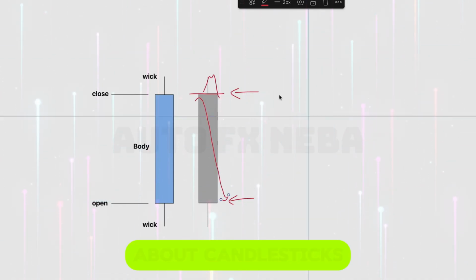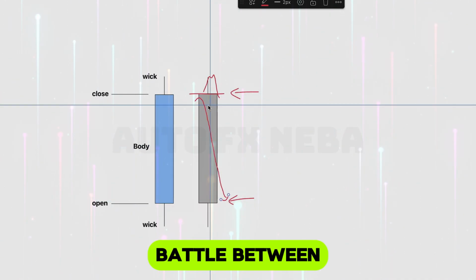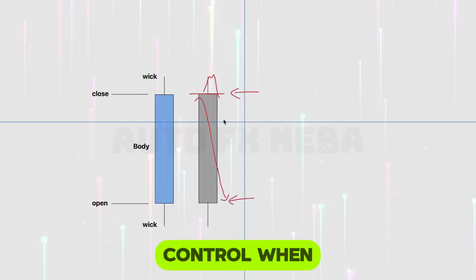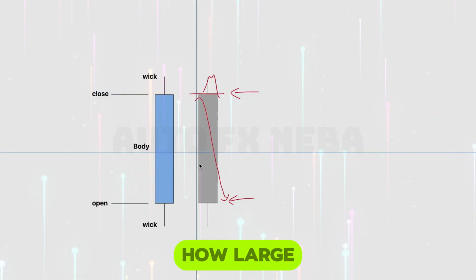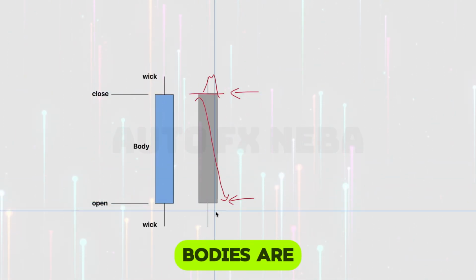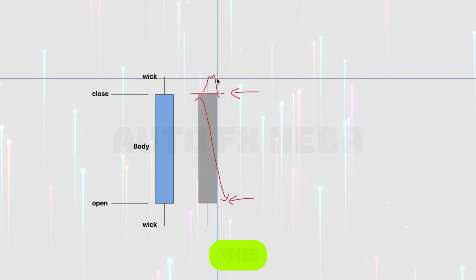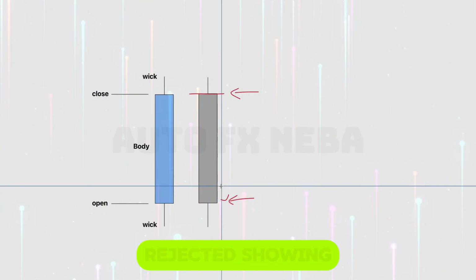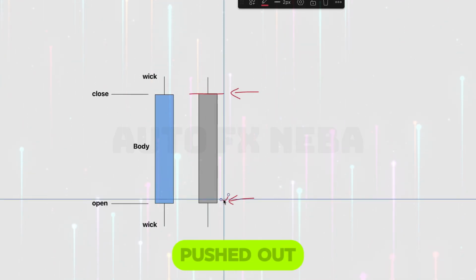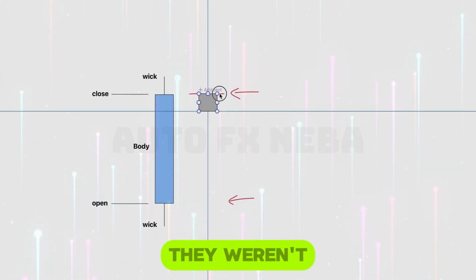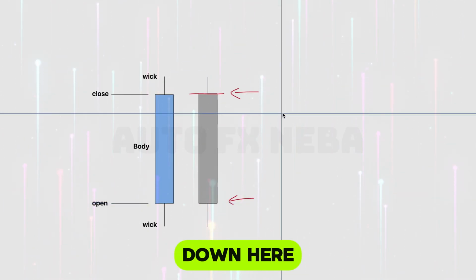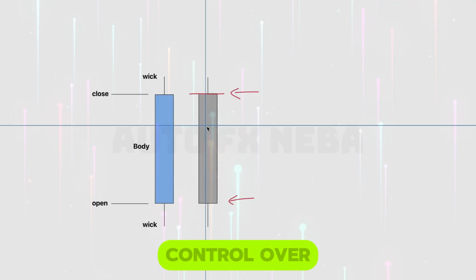The way we want to think about candlesticks is a battle between buyers and sellers, a game of tug of war, and we can see who's in control when the candle closes by determining how large and strong the candle bodies are versus the wicks. So for an example like this, we would be interested in basically seeing that the wick at the top was rejected, showing buyers were pushed out, they were rejected from this market, they weren't able to push this market higher, okay? Then the close all the way down here indicates that sellers were clearly in control over the buyers.